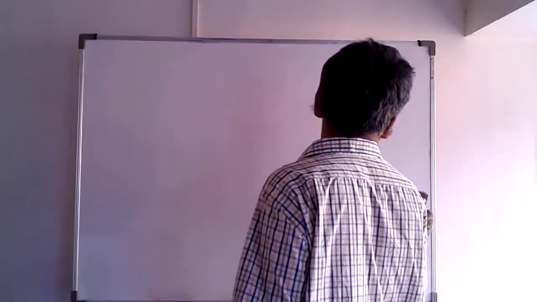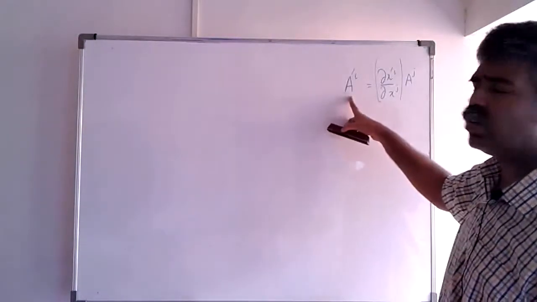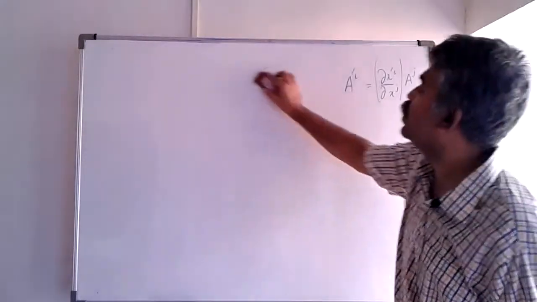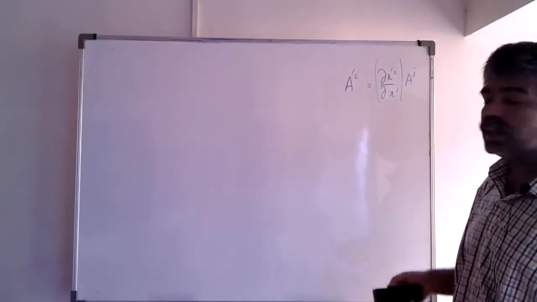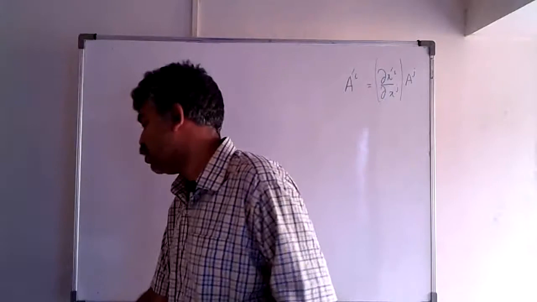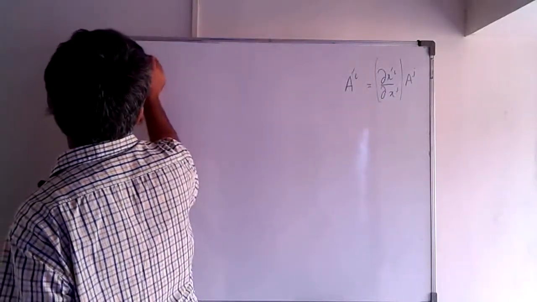Suppose this is a contravariant vector, this is a contravariant vector. Now I want to show that the derivative of this doesn't transform as a tensor. Can you show this? Let's see. Show that. So this is a problem.